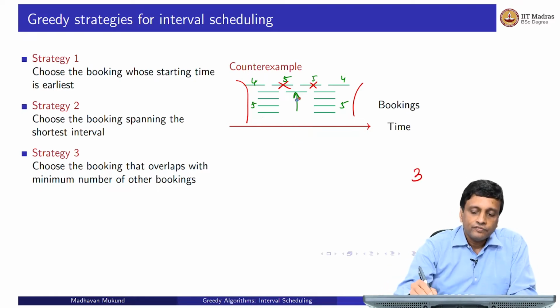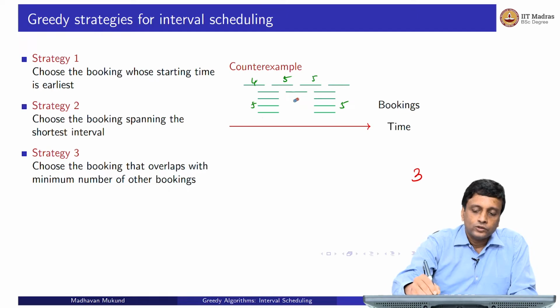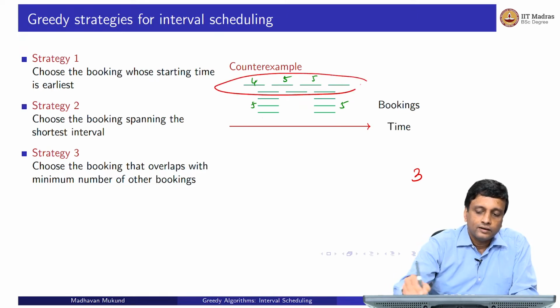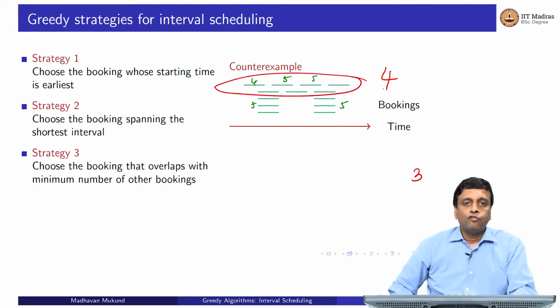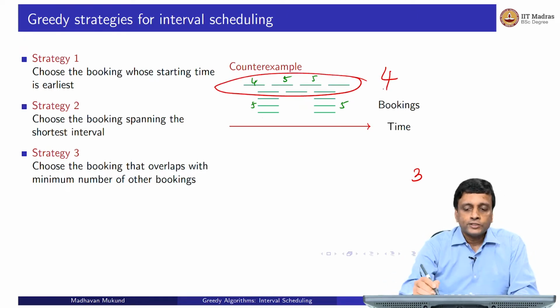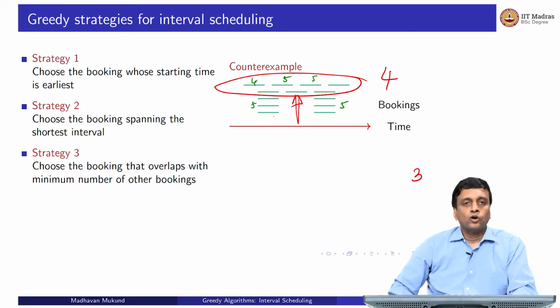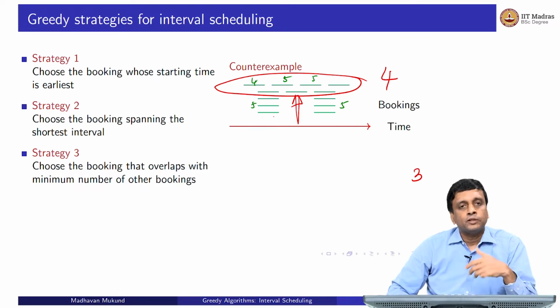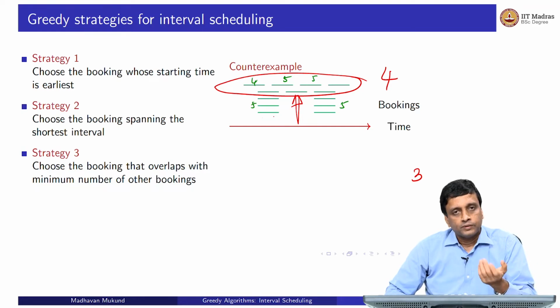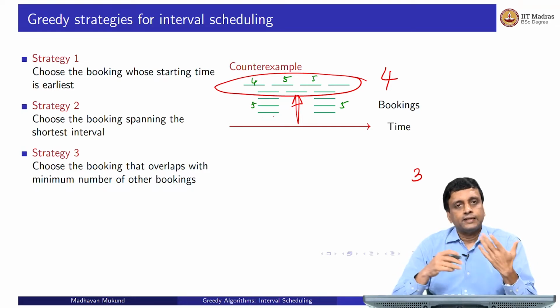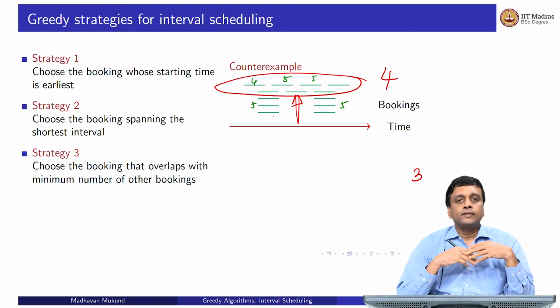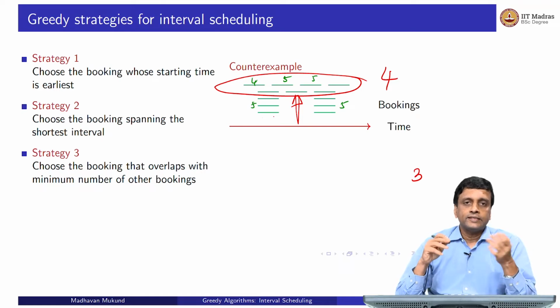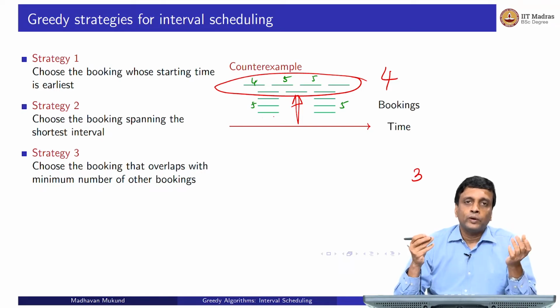Whereas if I actually look at the top row, clearly I can achieve 4, but this 4 does not include this slot which had the minimum conflict, right? So choosing the booking that overlaps with the minimum number of other bookings also doesn't work. So what you can see from this is that it is easy to think of greedy strategies which seem plausible and even give an argument as to why this greedy strategy seems like a correct thing to do.